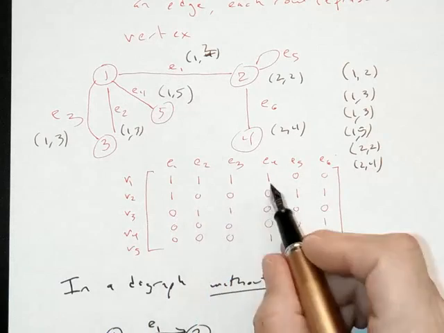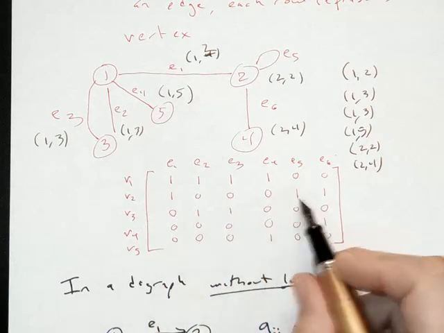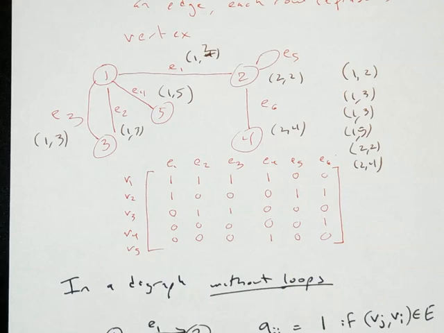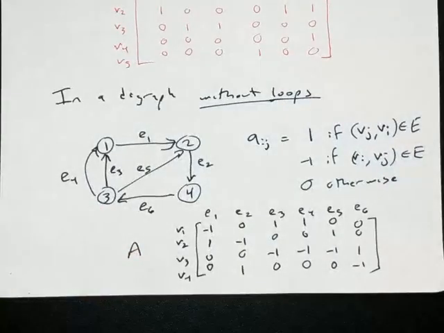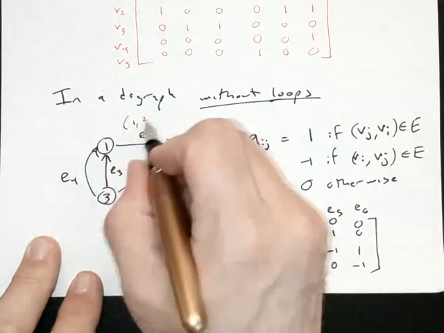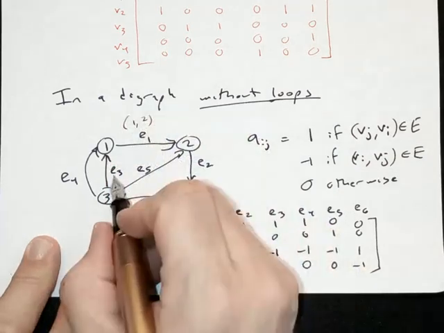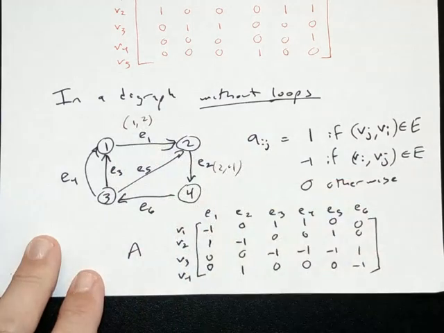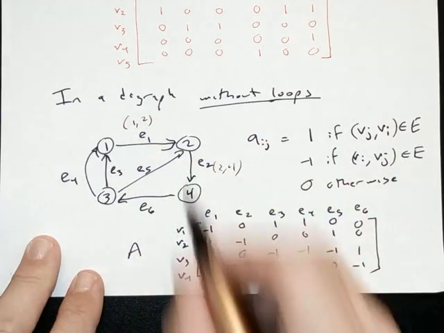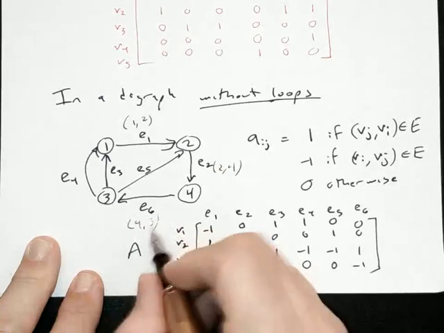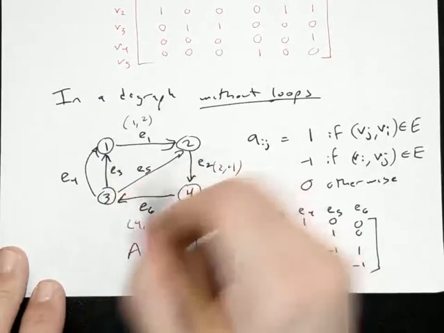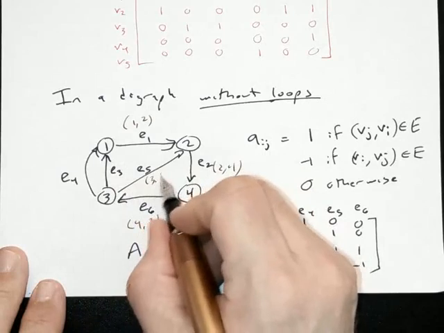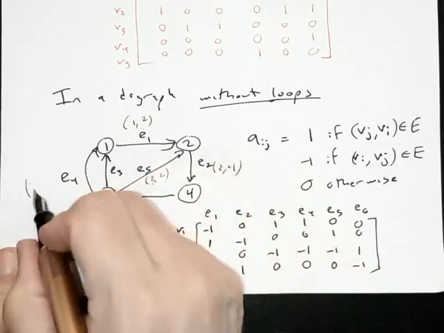Put those in order. 1, 2, followed by, is there anything else with a 1 in the first spot? No, jump to 2. 2, 4, followed by anything else with a 2 in the first spot? No, jump to 3. 3, 1, 3, 1, 3, 2, in order, followed last by 4, 3. 1, 2, 2, 4, 3, 1, 3, 1. That's my ordering.